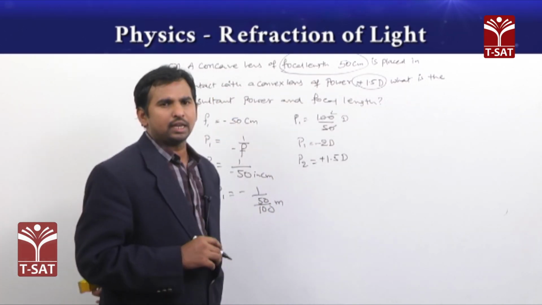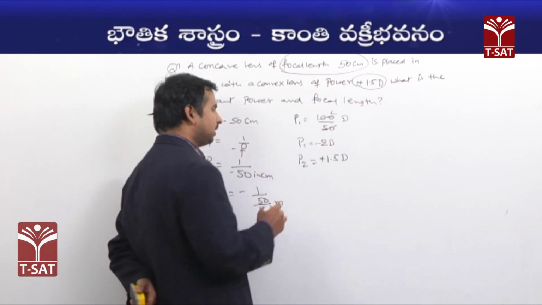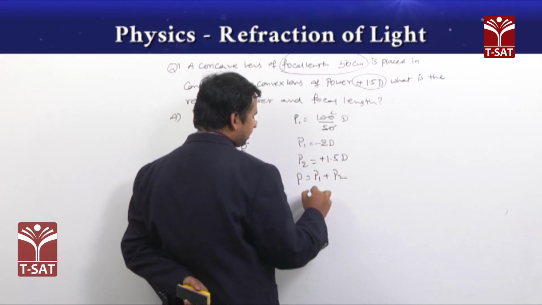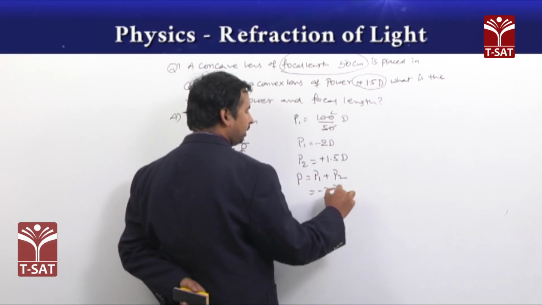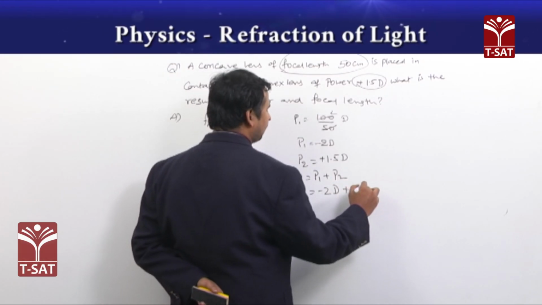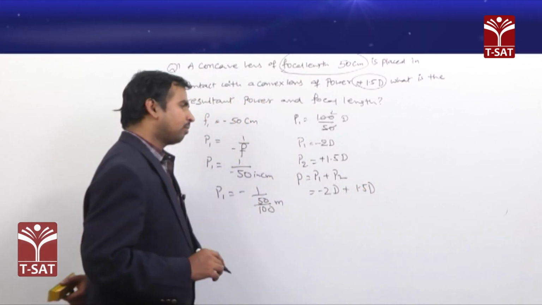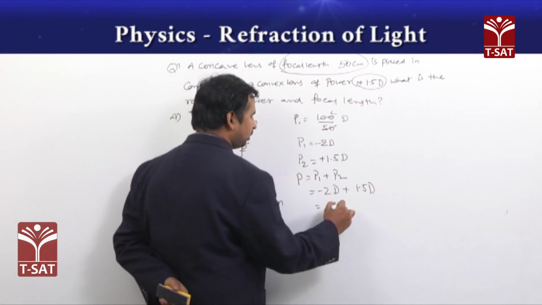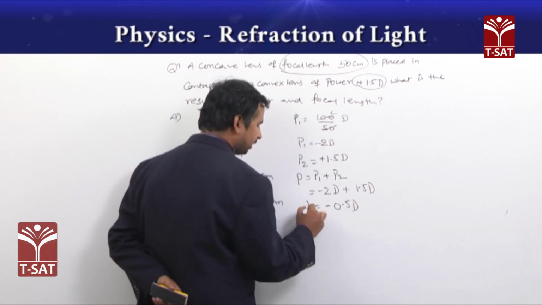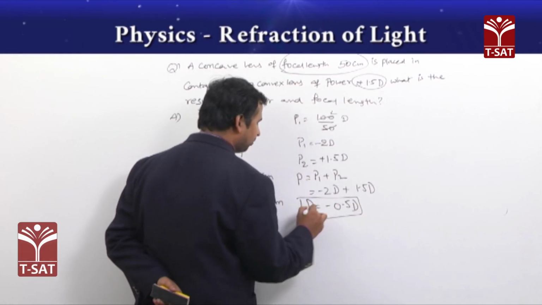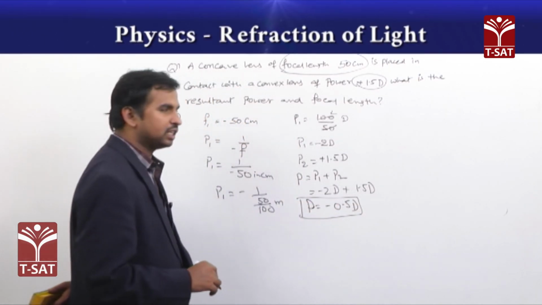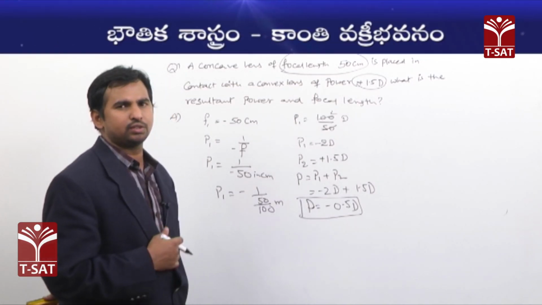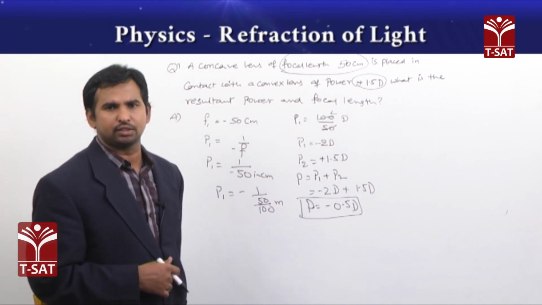Okay. Then as the combination of the power, the resultant P is equal to P1 plus P2, where P1 is minus 2 D and P2 is 1.5 D. Minus 2 D plus 1.5 D becomes minus 0.5 diopters. That is the final resultant power we got, which is minus 0.5 D. And again there is a minus, which means that it is going to be a diverging lens.